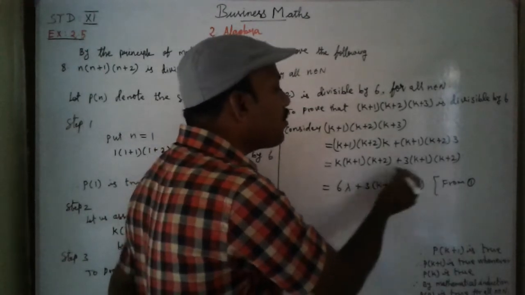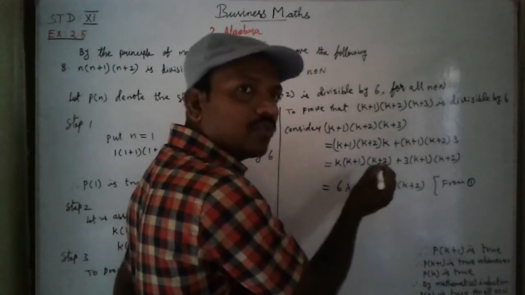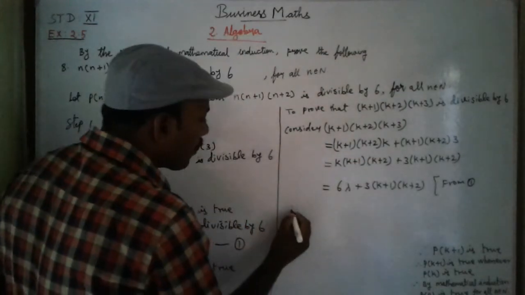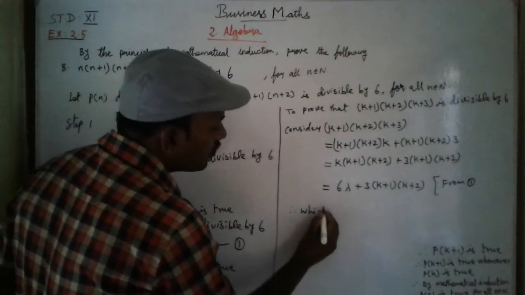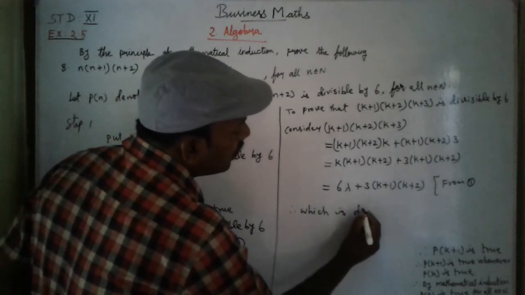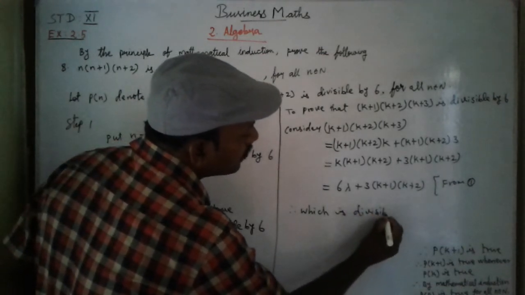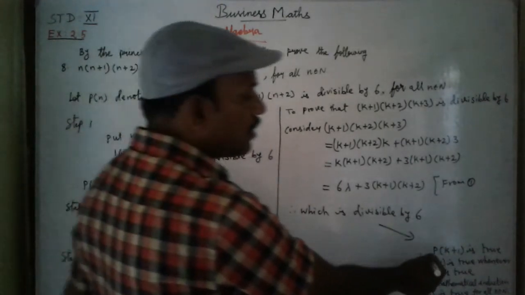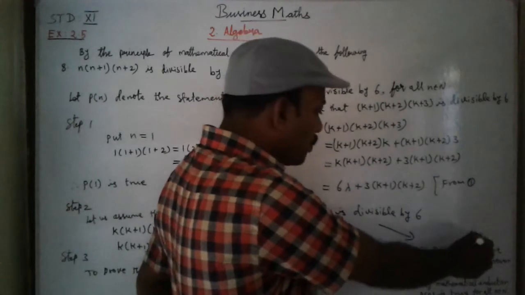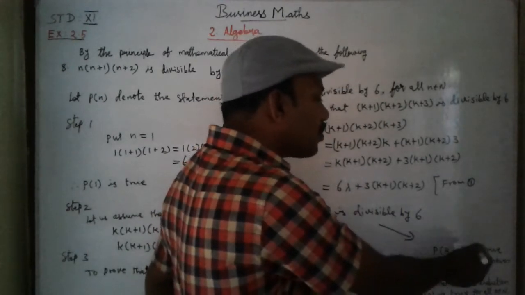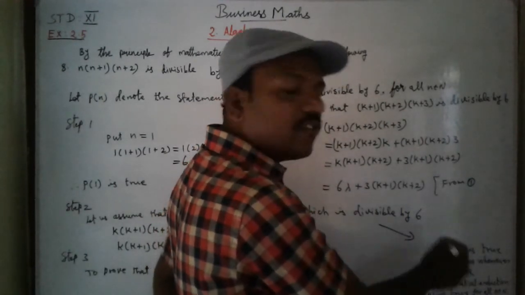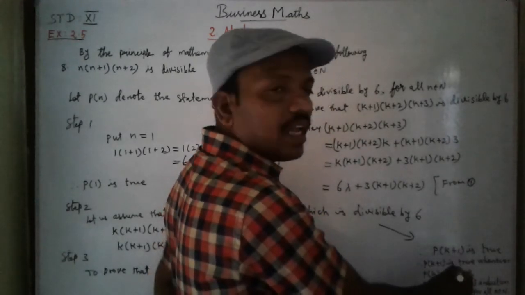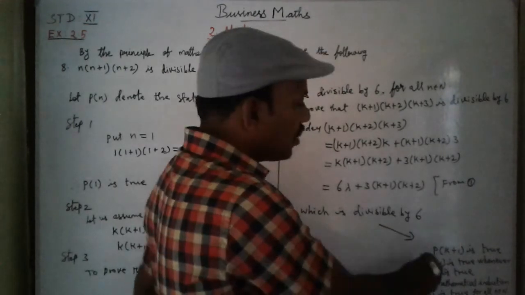So for any odd number or even number we substitute, it is divisible by 6. Therefore, this is divisible by 6. Then what is it? Therefore p of k plus 1 is true. P of k plus 1 is true whenever p of k is true. By mathematical induction, p of n is true for all n belongs to N. That's all.